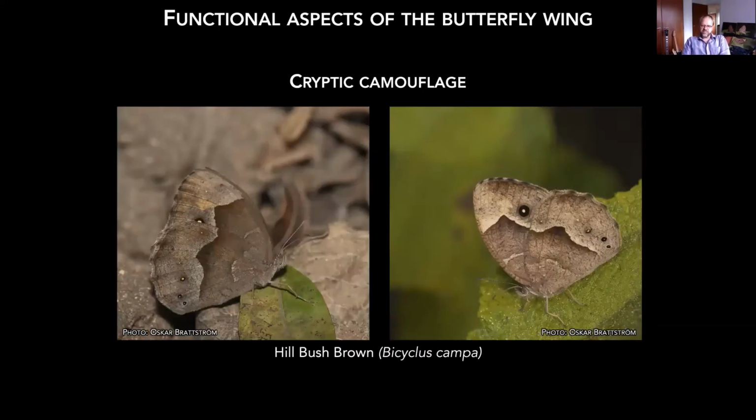And here's another example of cryptic color. The problem is when you have cryptic camouflage, you also have to decide where to sit. So in this case, it's the same species of butterfly photographed within a few meters from each other in Nigeria. And you can see that the one on the left is quite hard to find, but if you then sit on the wrong type of background, your cover is quickly blown. So it's very important to combine this camouflage with a behavior that makes you invisible.